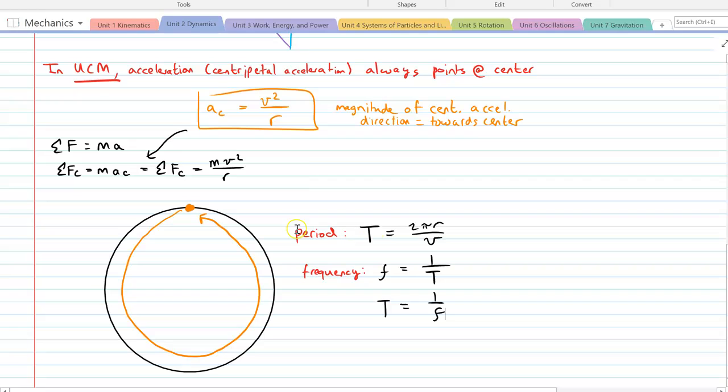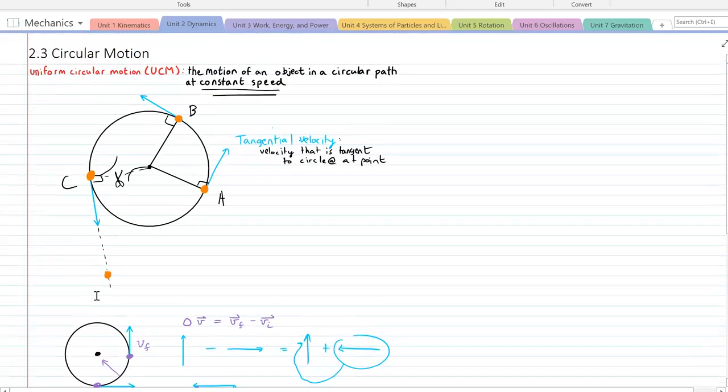So we want to describe it with a period, which is how long it takes to complete one cycle, and frequency, how many cycles it can complete in 1 second. And they're related in this way: the frequency is equal to the reciprocal of the period. So that's it for circular motion.